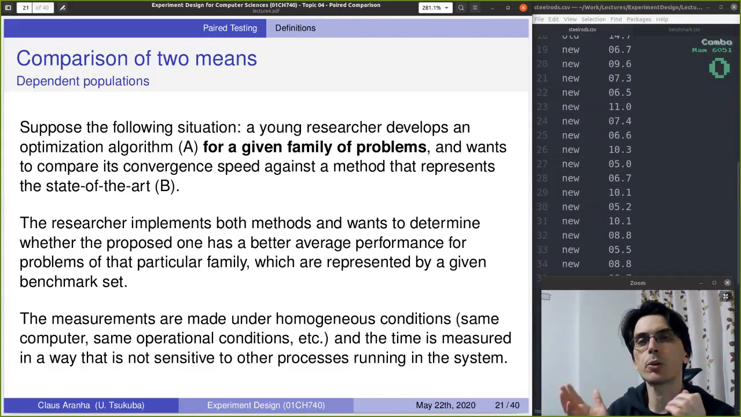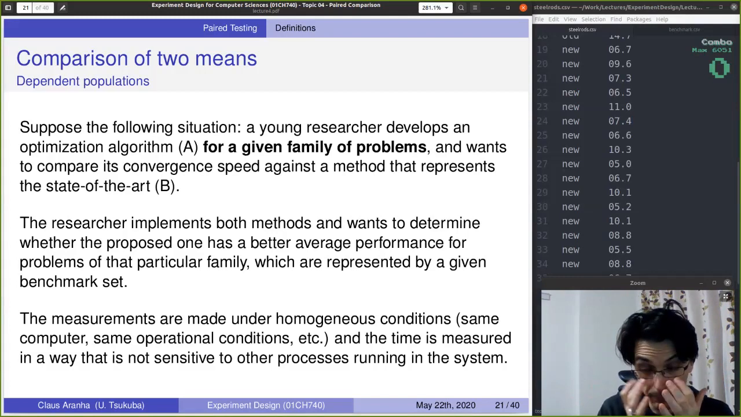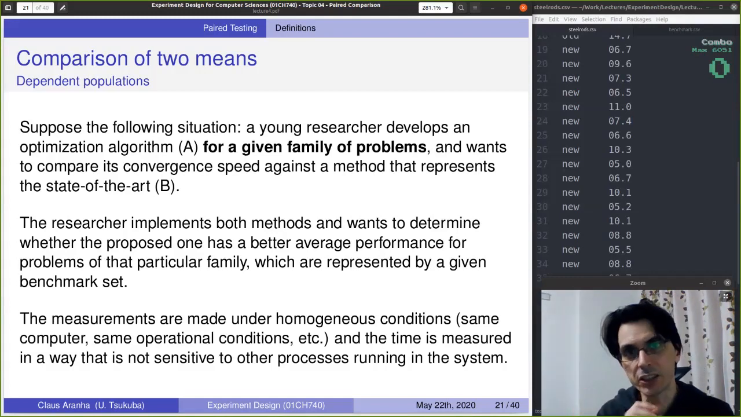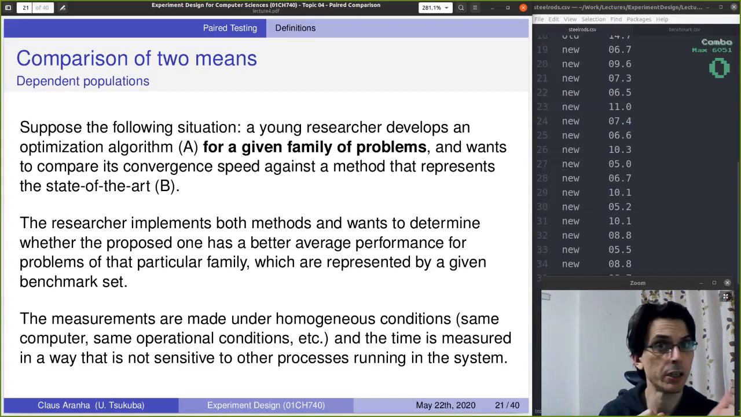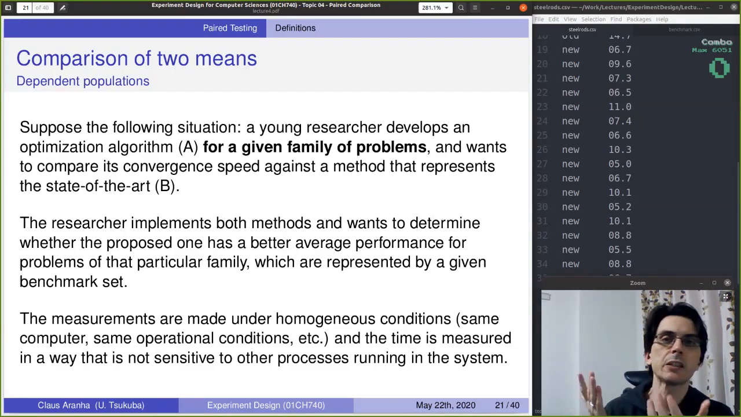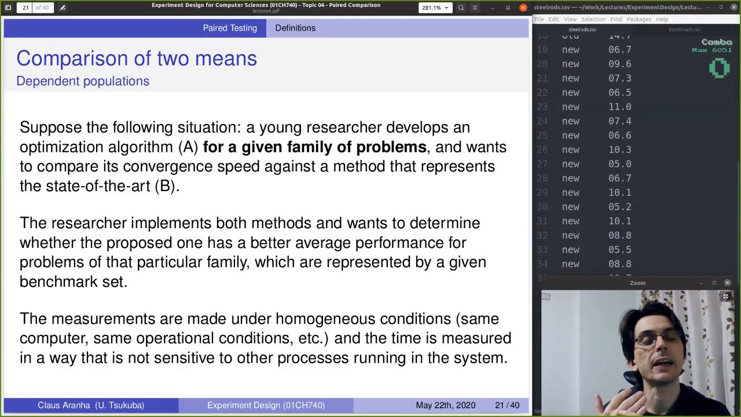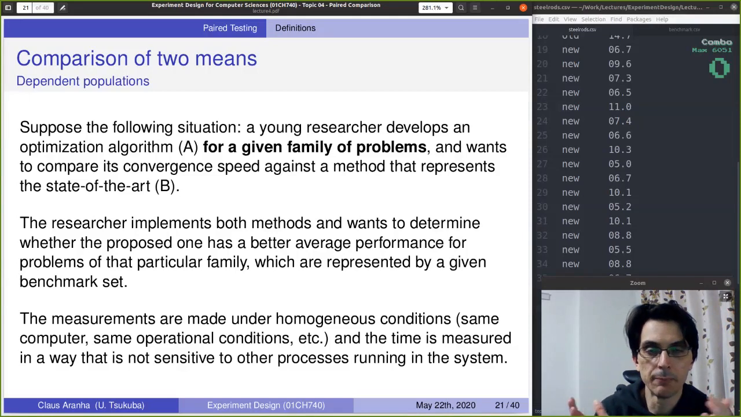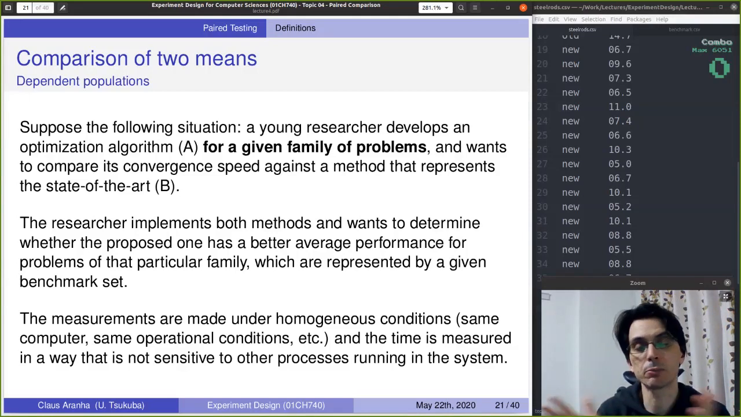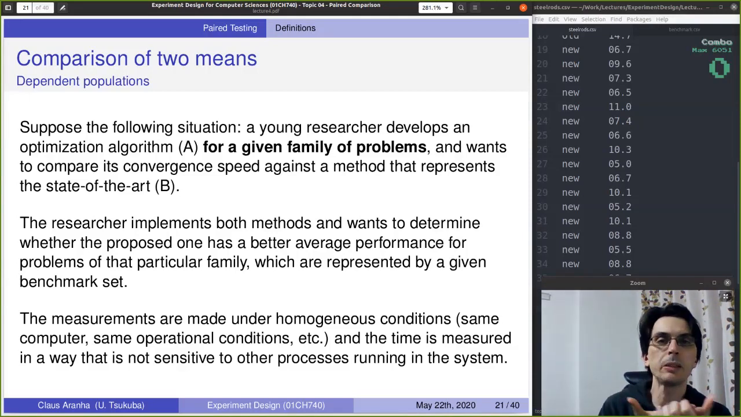Now, because these are different problems from the same family, they probably have similar characteristics, but we can still expect that some of the problems in this family will be easier and some of the problem instances will be harder. For instance, let's say this is an optimization to find a path in a planar graph. So the family is finding optimizations in planar graphs. Maybe some graphs are bigger and some are smaller. They have the same characteristics, just a different number of nodes. So the bigger graphs will be harder and the performance will be worse, even though they are the same family.